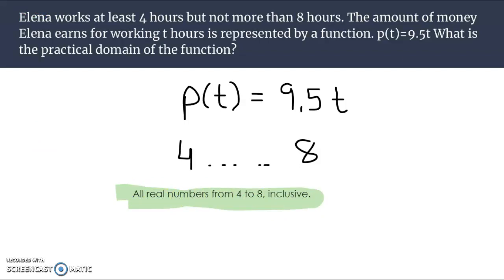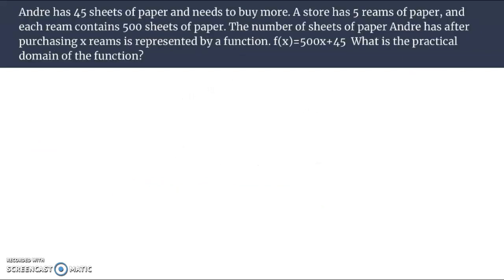Look at another one here for domain, a little bit more complicated. Andre has 45 sheets of paper and needs to buy more. The store has 5 reams of paper, and each ream contains 500 sheets of paper. The number of sheets of paper Andre has after purchasing x reams is represented by the function f of x equals 500x plus 45. What's the practical domain?